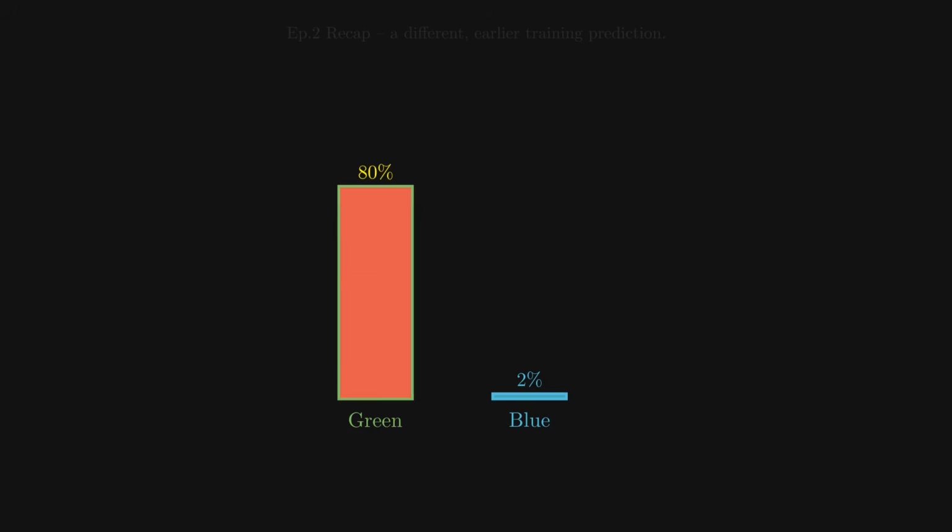In episode 2, the softmax function gave us a correct verdict. Blue won with 86% confidence, but the model does not start out correct. Training begins with random weights, where the model is almost always wrong.